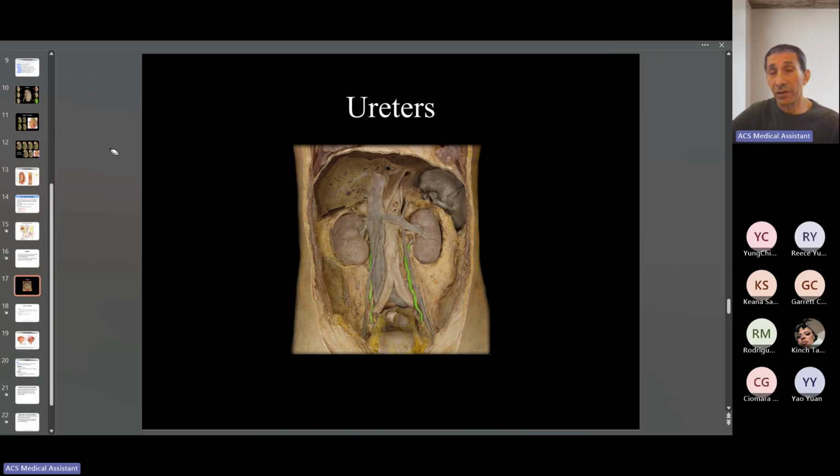So you need to know definitions. What are the ureters? The tube that drains urine from the kidney to the urinary bladder. That's it.